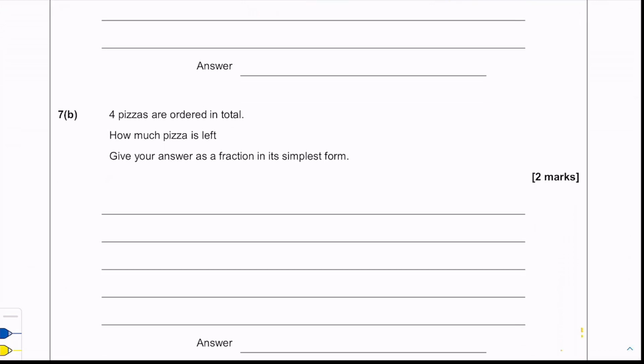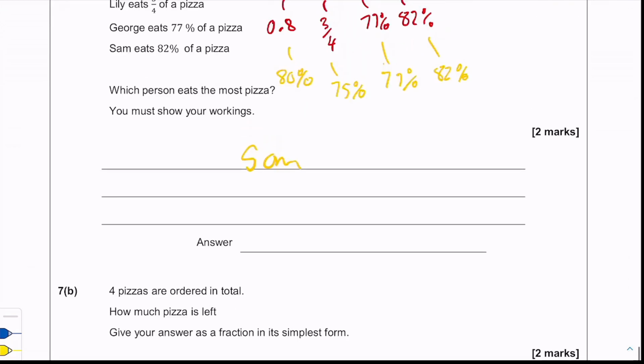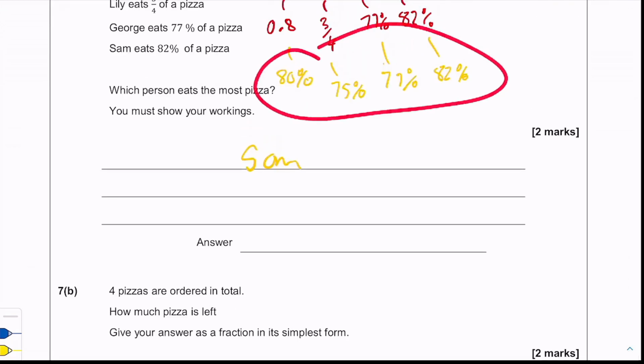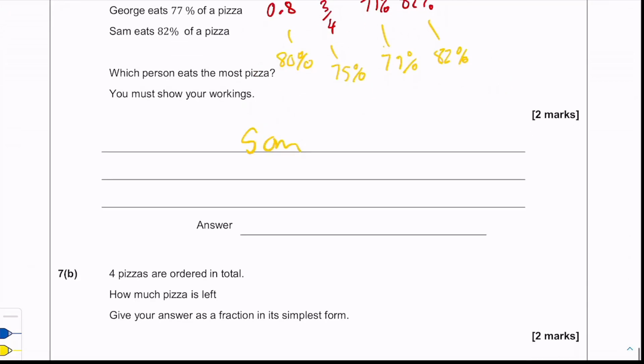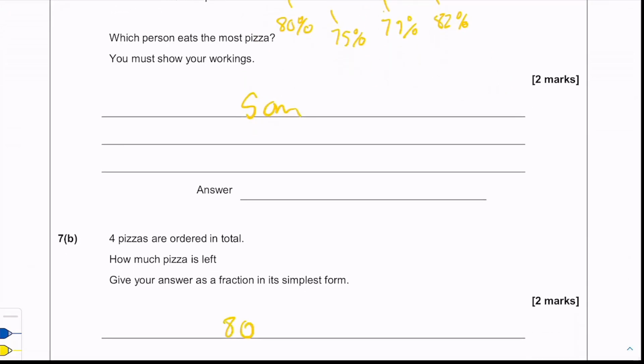So 4 pizzas are ordered in total. How much pizza is left? Right. Oh, give your answer as a fraction. Okay, right. So let's first of all add up all of our percentages. So we've got 80, 75, 77 and 82. So 80 plus 75 plus 77 plus 82. And that gets us, I don't trust myself to do that in my head, so let me get the calculator. 314. And because there's 4 people, this is out of a total of 400%.